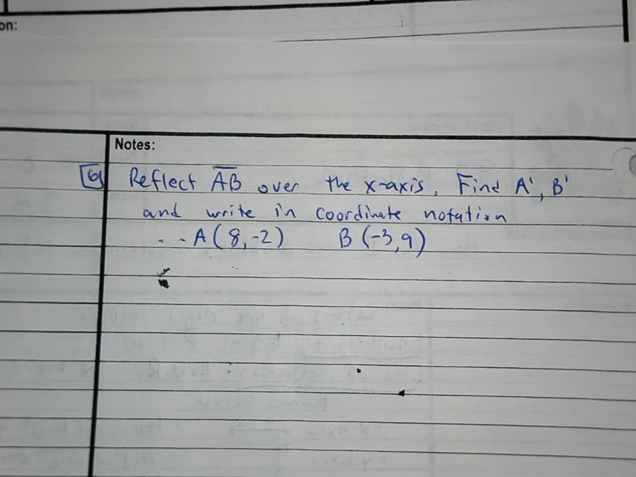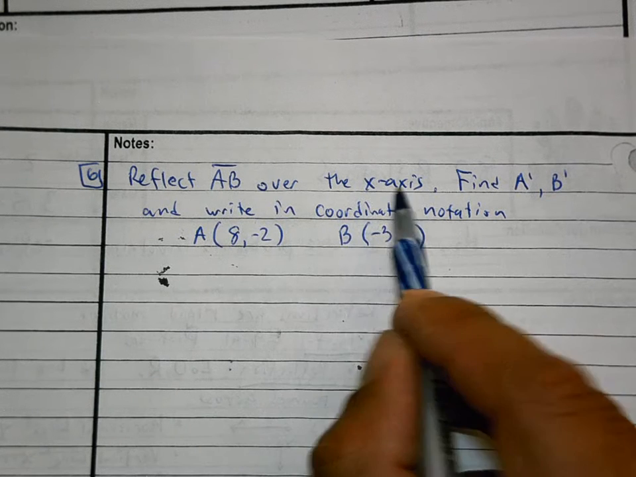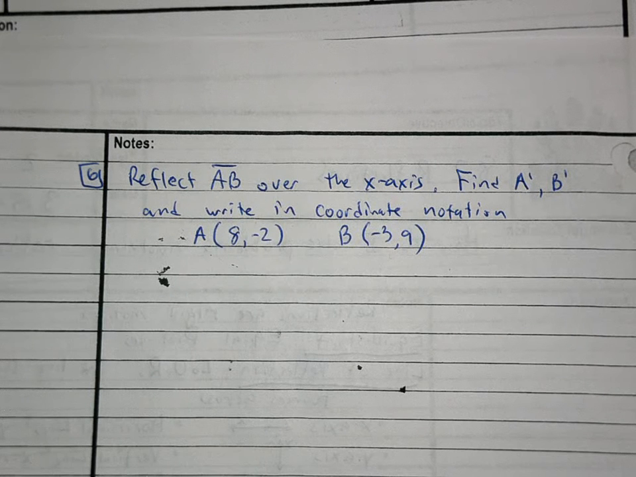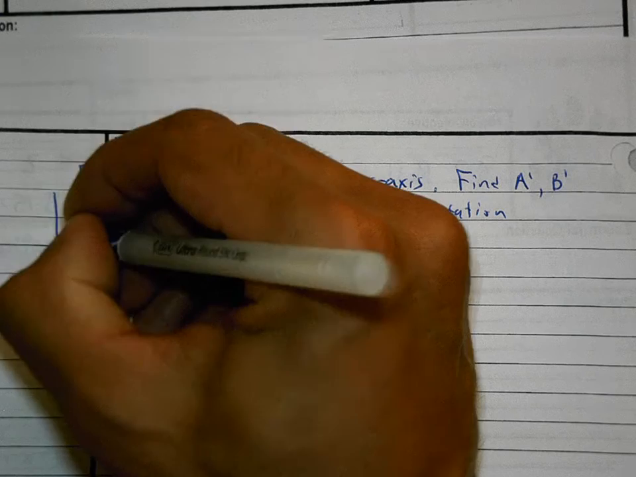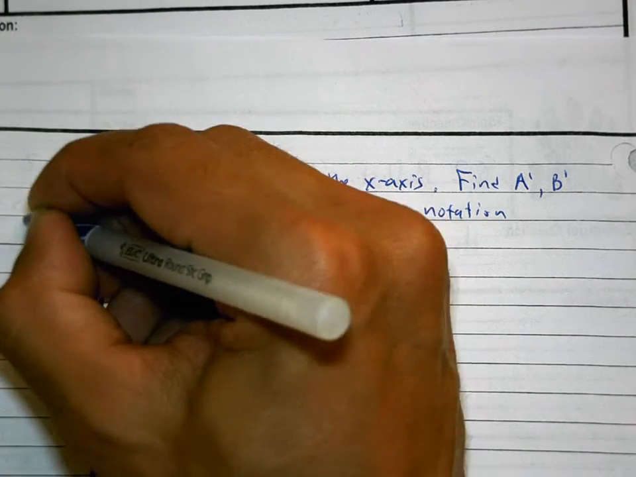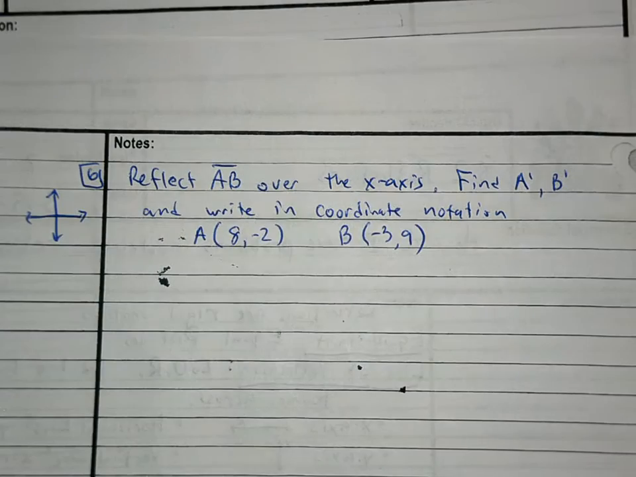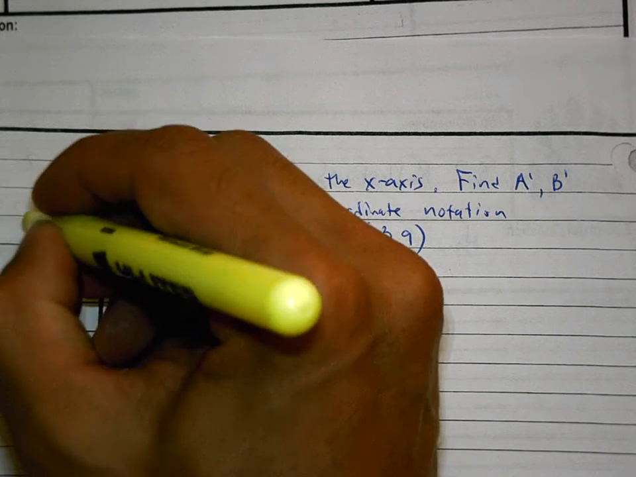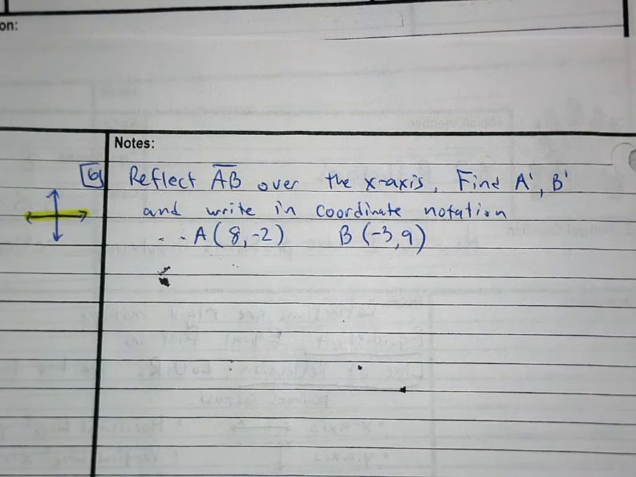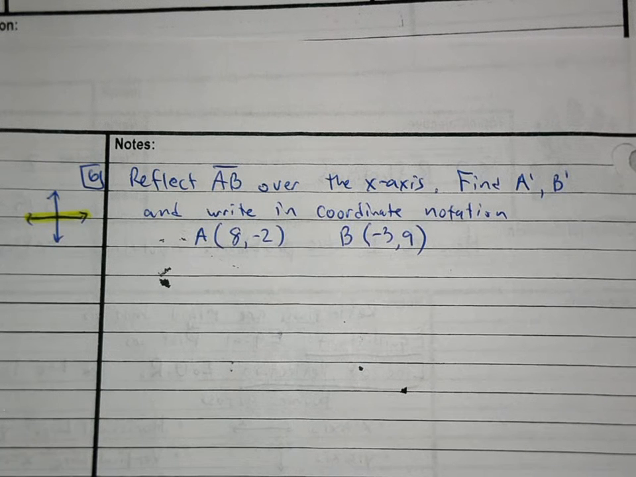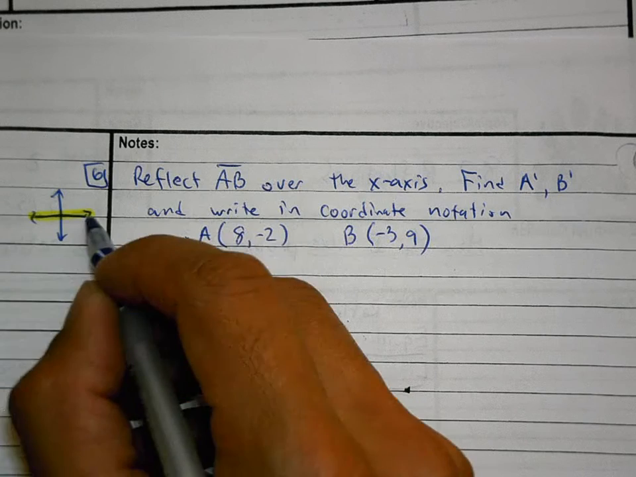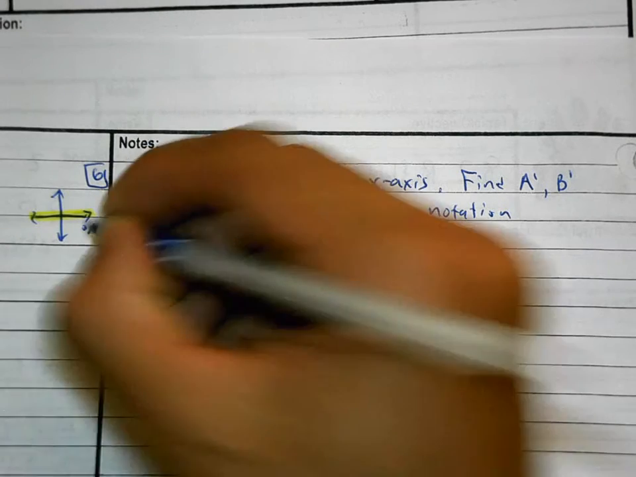So, very similar question. The A's and the B's are the same at this point, but you're asked to reflect it differently. You're now asked to reflect it over the x-axis. So if you were to draw a picture, is the x-axis vertical or horizontal? So what I do is I then highlight what the x-axis looks like. We're reflecting over that. And then I think about where A is. A is at 8, negative 2. Let me put an A right there.